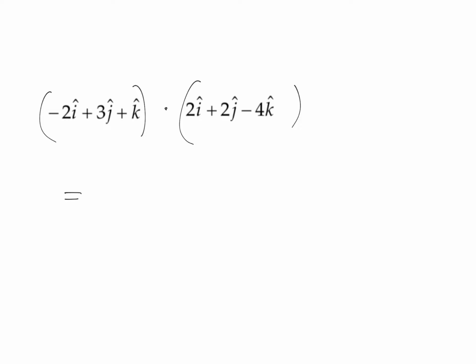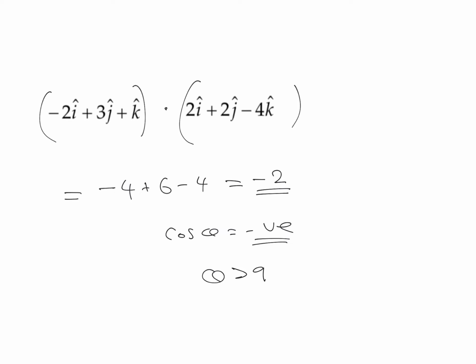It is minus 2 into 2, that is nothing but minus 4. Then the next term is 3 into 2, that is plus 6. And the other term is minus 1 into minus 4, that is going to be plus 4. So the answer we get here is nothing but minus 8 plus 6, so it is equal to minus 2. So it indicates that the value of cos theta should be negative. Cos theta is negative, which means theta should be greater than 90 degrees, or it should be an obtuse angle.